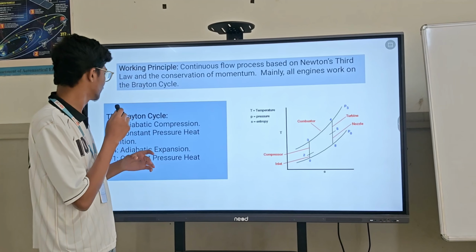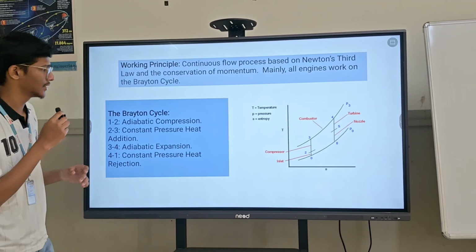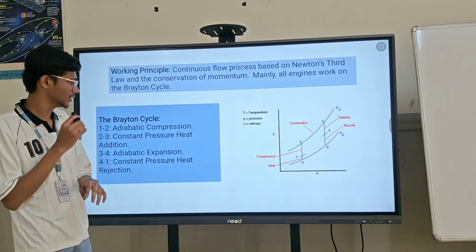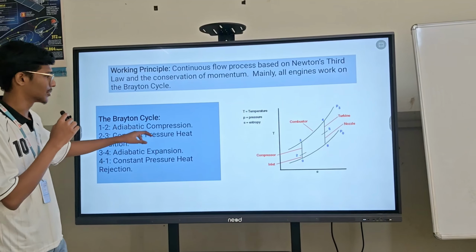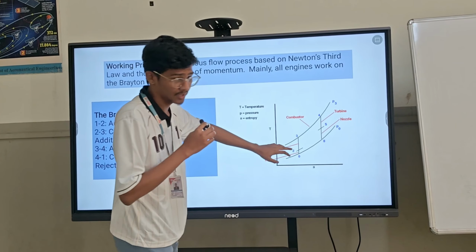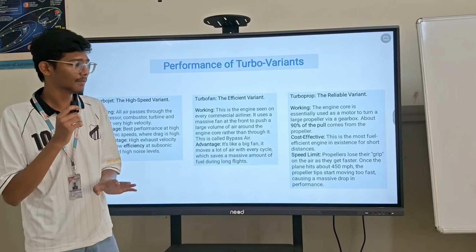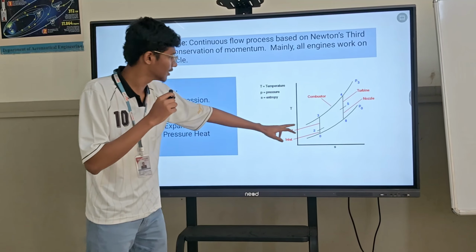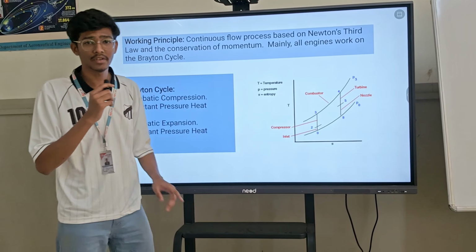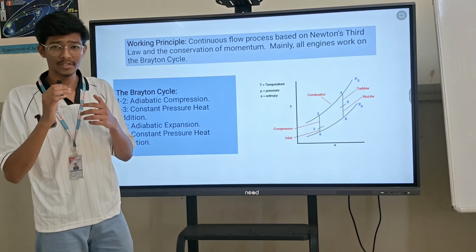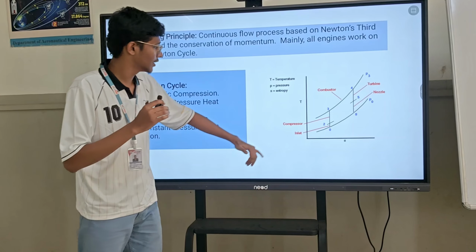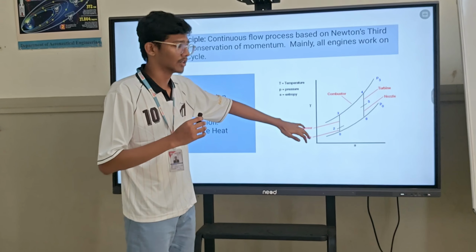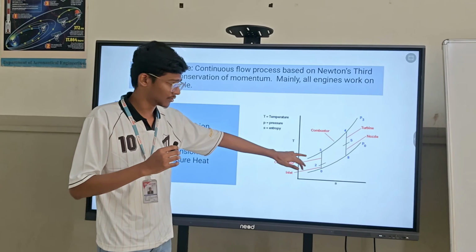Then it is based on the Brayton cycle. That is the graph presented here. The Brayton cycle has four main stages. The first stage is adiabatic compression. From here to here we see adiabatic compression. Here the pressure is increased. The inlet is present here, so air is coming inside the engine through that.